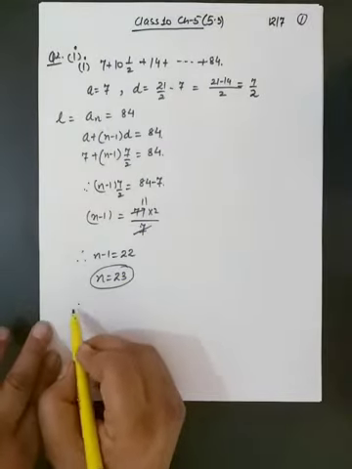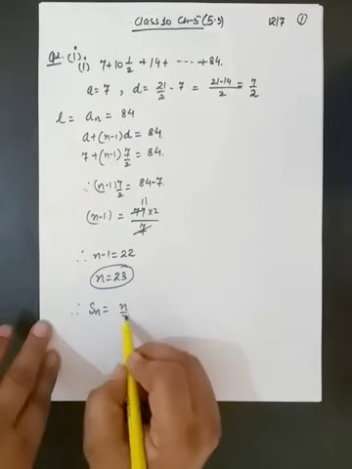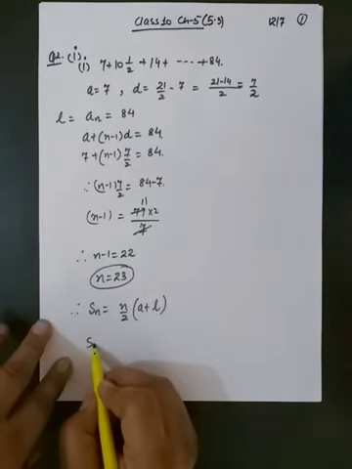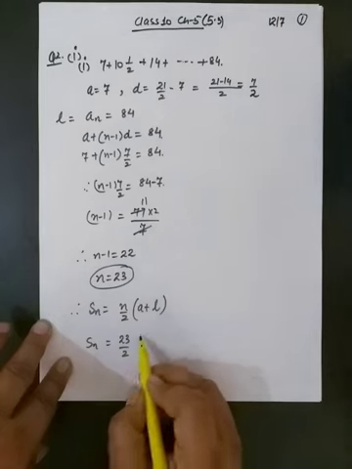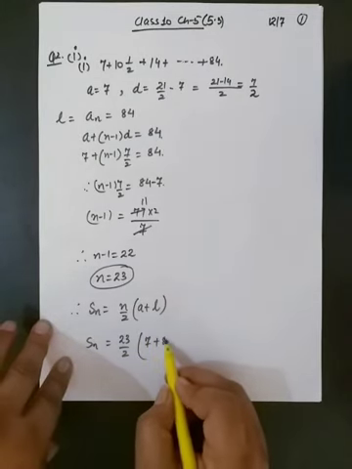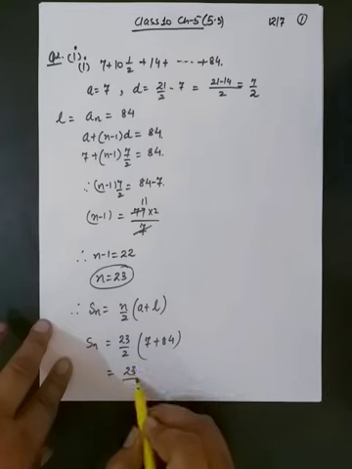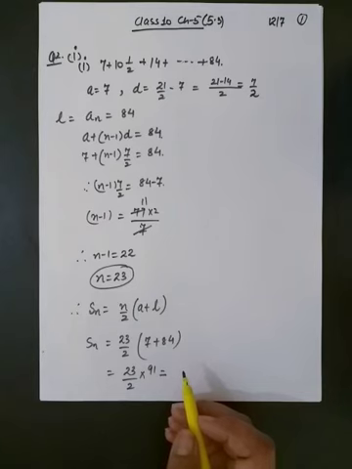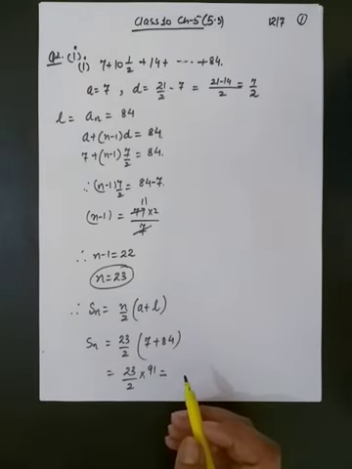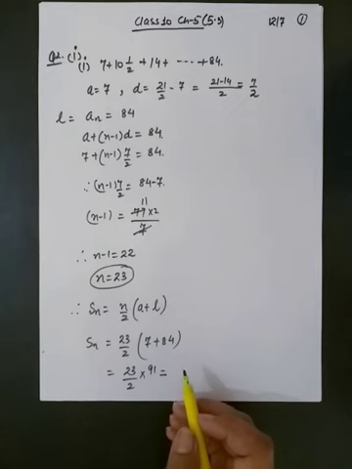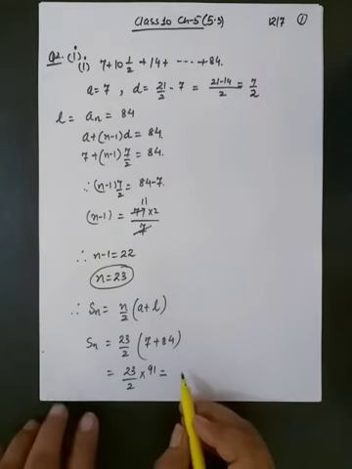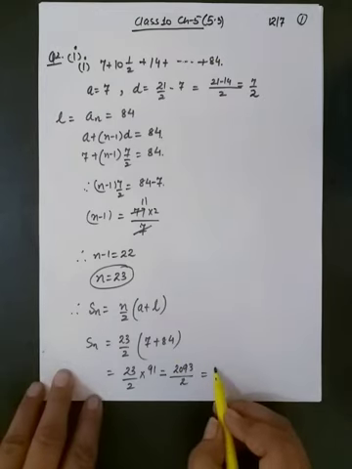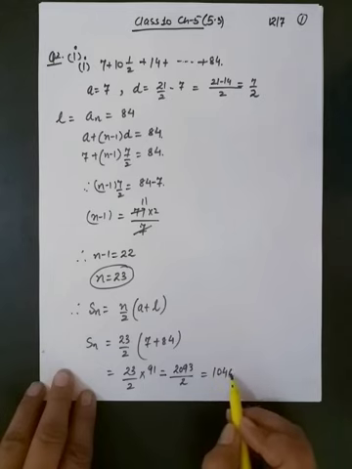Now we have to find the sum. Therefore Sn is equal to n by 2 into (a plus l). Sn is equal to 23 by 2 into (a is 7 and the last term is 84). So we can write it as 23 by 2 into 91. Now multiply it and you will get the answer. The product of these two numbers will be 2093 by 2.